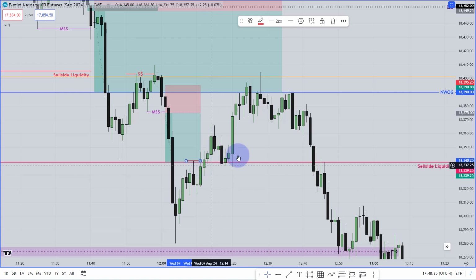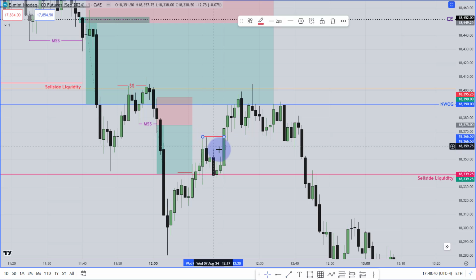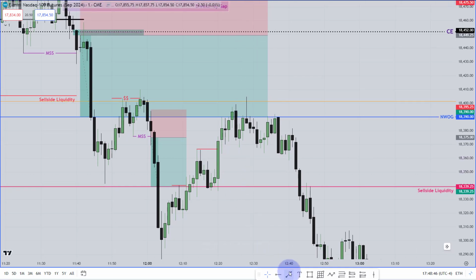Was there any market structure shift? No. Then market went above those highs. Did it take the liquidity? Yes. Did you give the market structure shift? No. Is it valid? No. Finally, market has taken that high, right? This high has been taken. Then market fell a little bit.